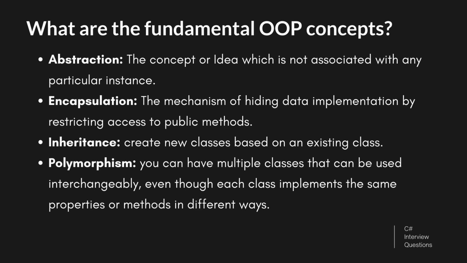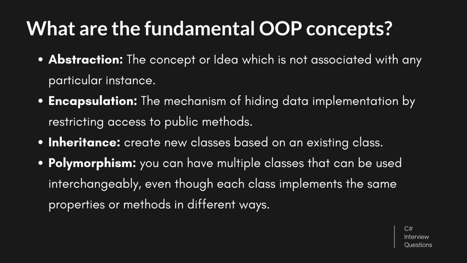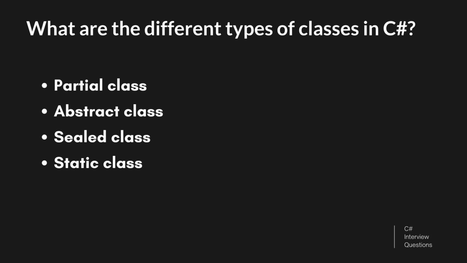What are the fundamental object-oriented programming concepts? Abstraction, the concept or idea which is not associated with any particular instance. Encapsulation, the mechanism of hiding data implementation by restricting access to public methods. Inheritance, creating new classes based on existing classes. Polymorphism. You can have multiple classes that can be used interchangeably, even though each class implements the same properties or methods in different ways.